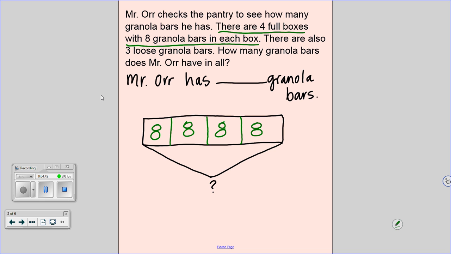Santiago, what's that? How come we didn't put, oh, hang on to that thought. Santiago said, well, what about those 3 other ones? Because that very next sentence says he also has 3 loose granola bars. Okay? Underline that second sentence in a different color.